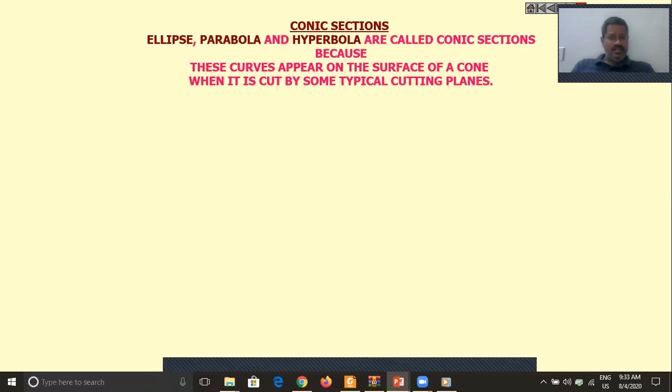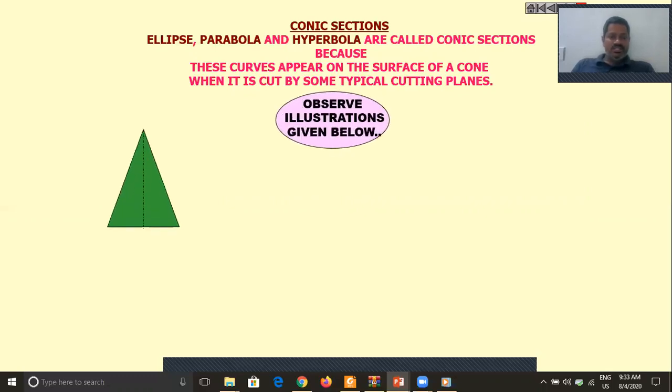When we cut a cone by using a section plane, the shape of the surface that we get may be an ellipse, parabola, or hyperbola. Now let me move further to see how we are going to get these shapes. Observe all these illustrations here.